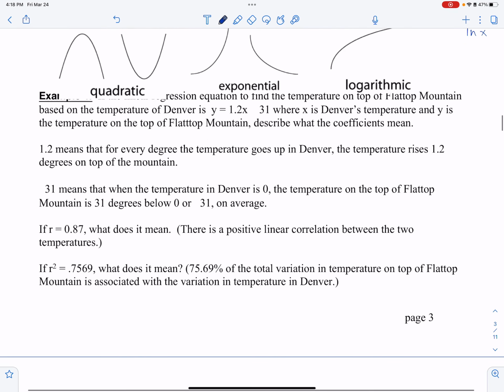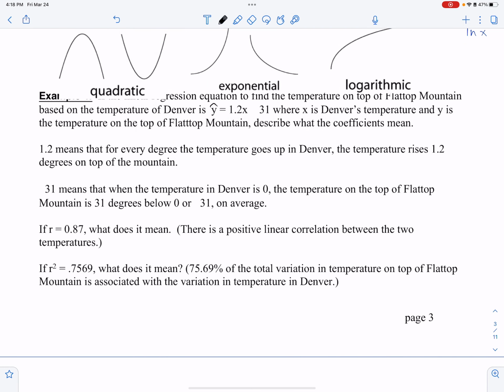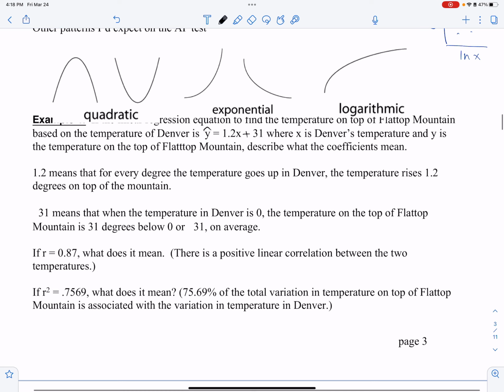All right, let's evaluate this here. Y hat equals 1.2x plus 31. Sorry about some of this, it looks like some of it came through kind of weird. But it says, using the regression equation, find the temperature of the top of Flat Top Mountain based on the temperature in Denver, where X is Denver's temperature and Y is the temperature on Flat Top Mountain. Describe what the coefficients mean.